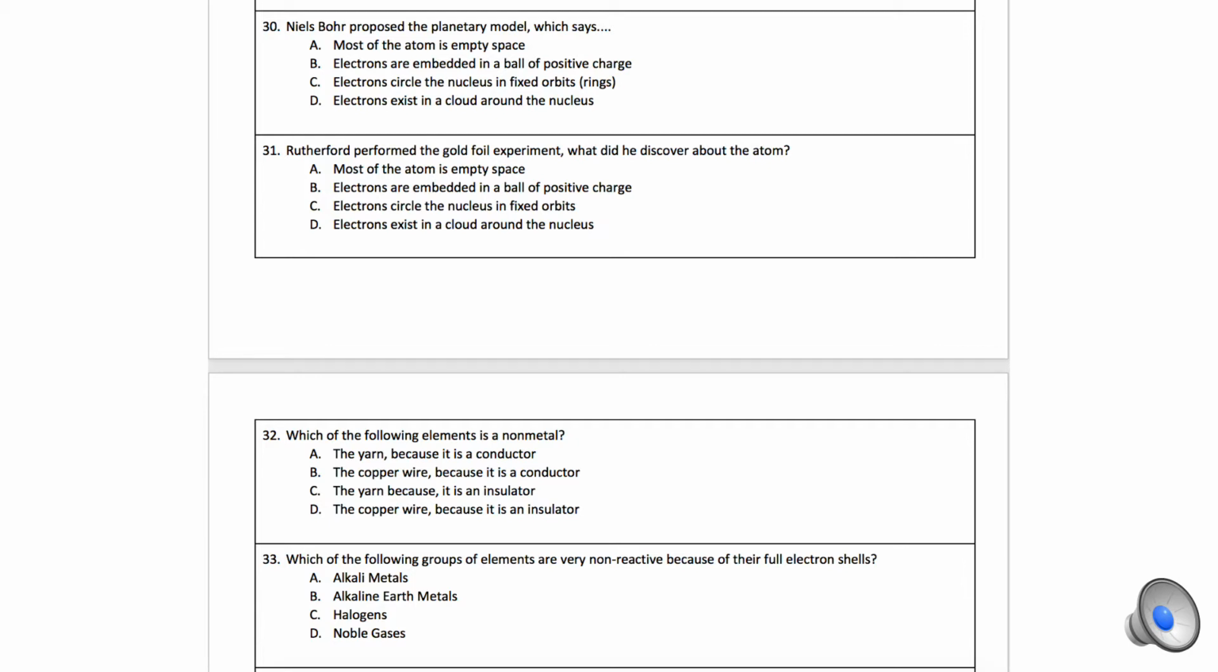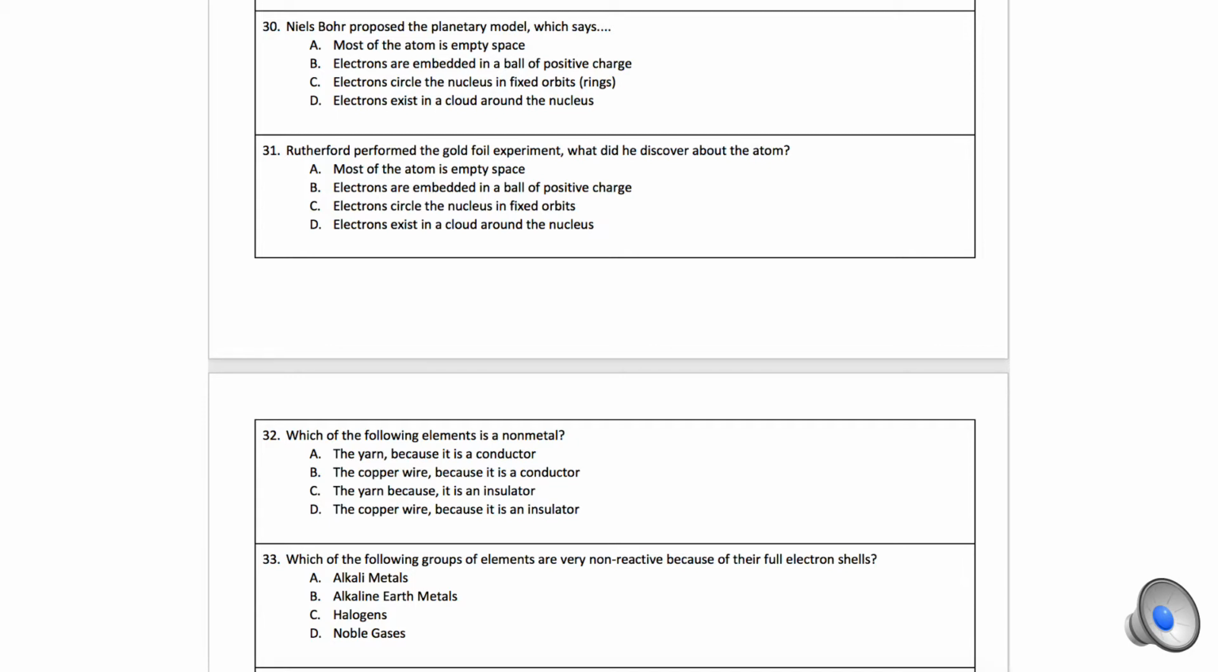Number 30. Niels Bohr proposed the planetary model, which says: A, most of the atom is empty space. B, electrons are embedded in a ball of positive charge. C, electrons circle the nucleus in fixed orbits, or rings. And D, electrons exist in a cloud around the nucleus.